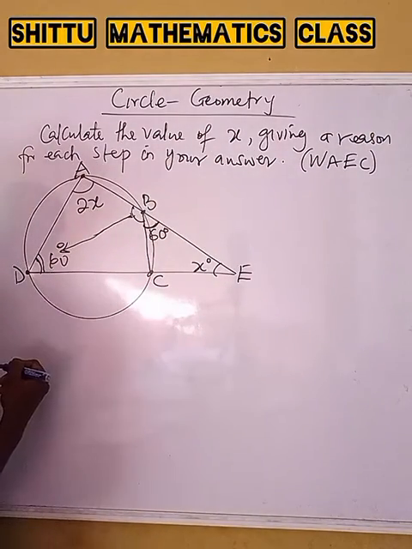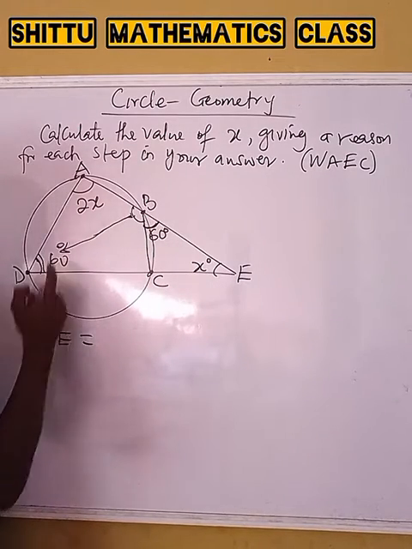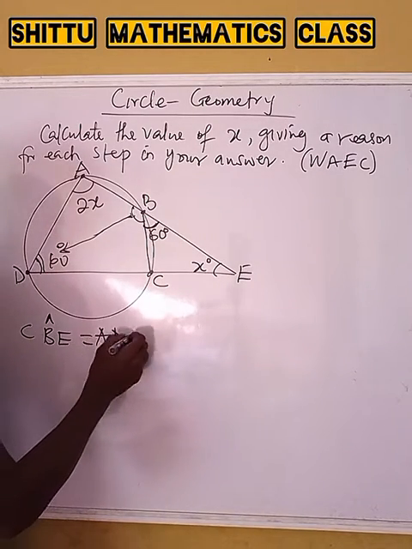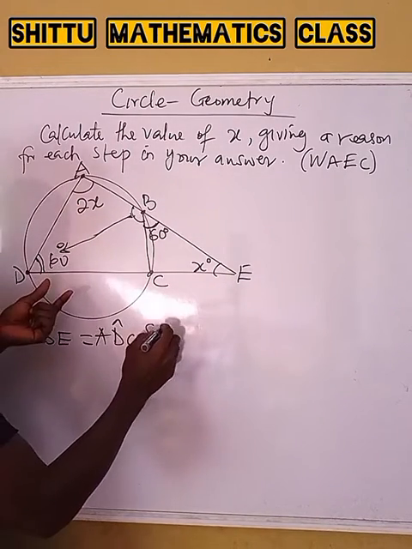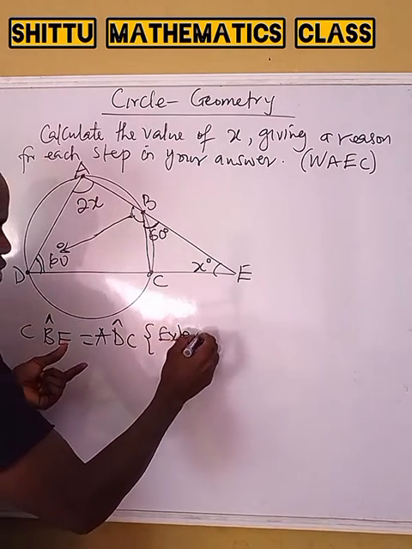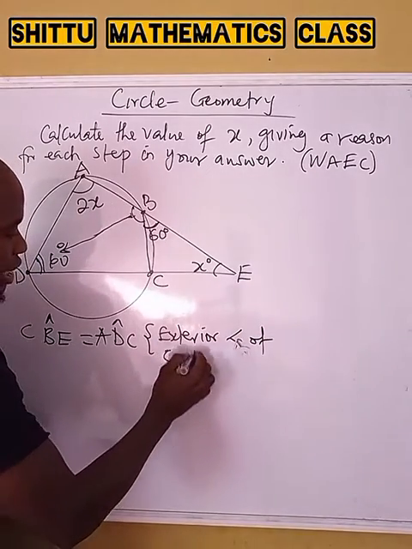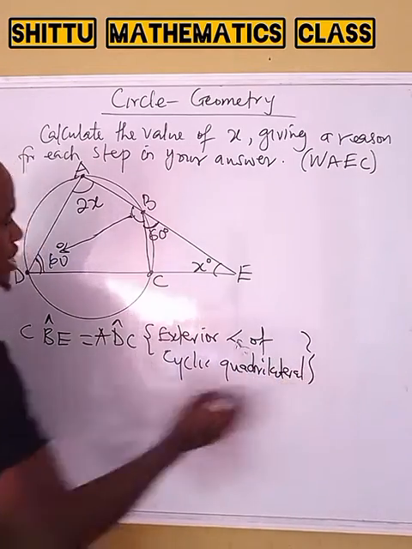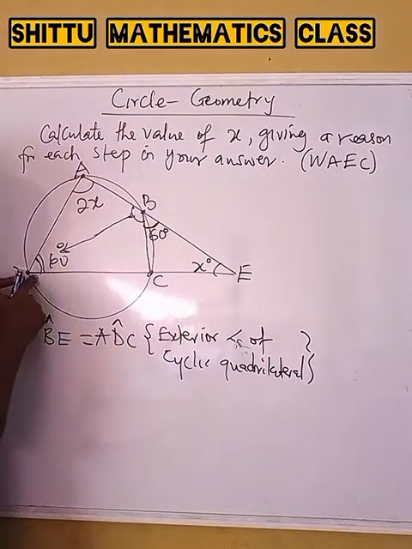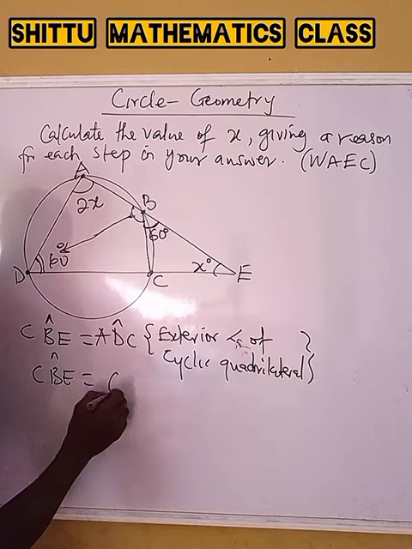From here, CBE is equal to ADC. The reason is that the exterior angle of a cyclic quadrilateral is equal to the interior opposite angle. So the exterior angle of this is equal to this angle here. Therefore we have CBE to be 60 degrees.